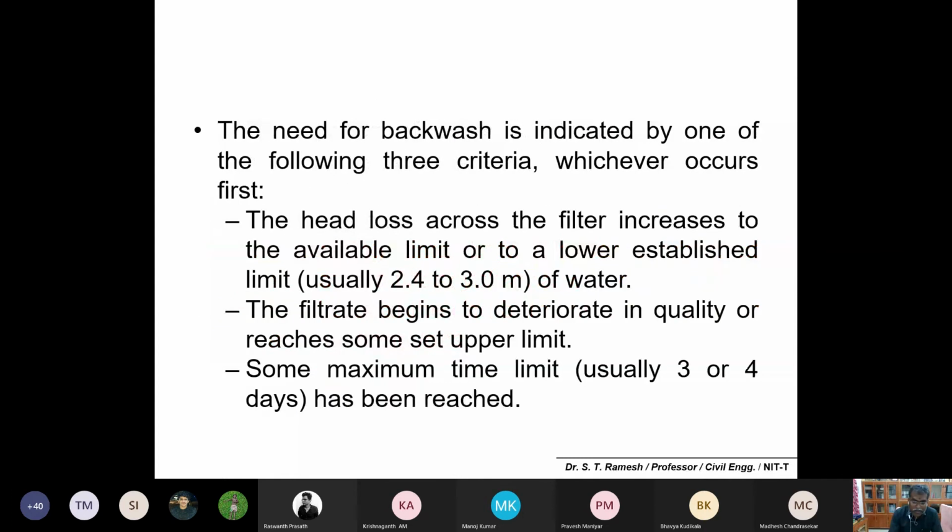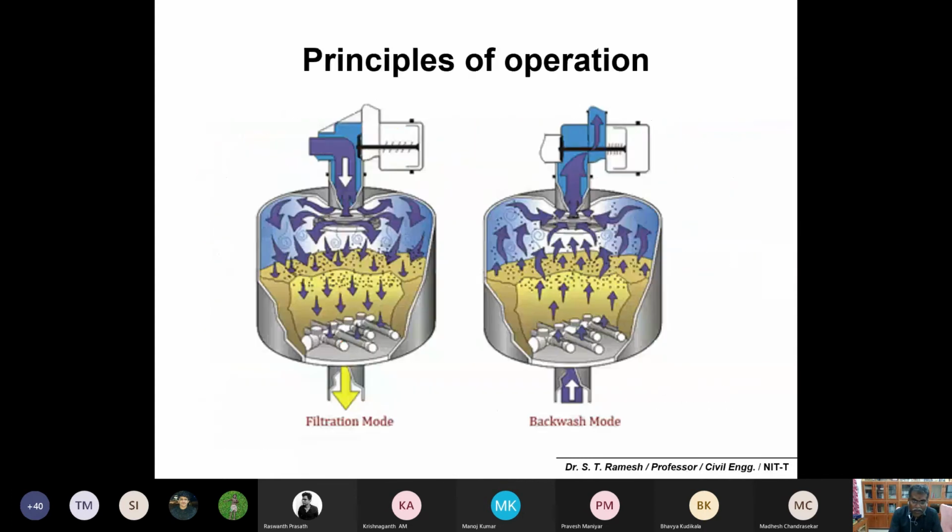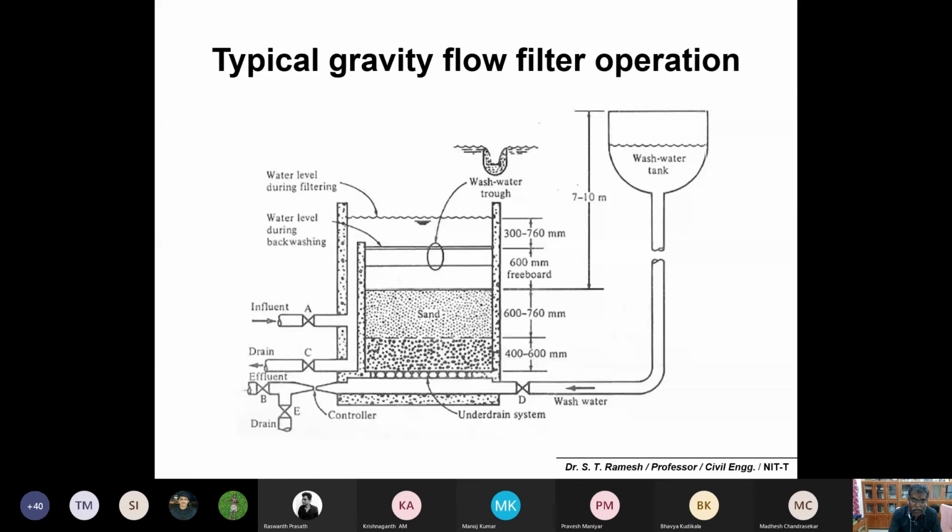This is what I mentioned. These are the principles of operation of a filter in downflow mode. This is during backwashing. So these are the two modes of operation and what they will look like.